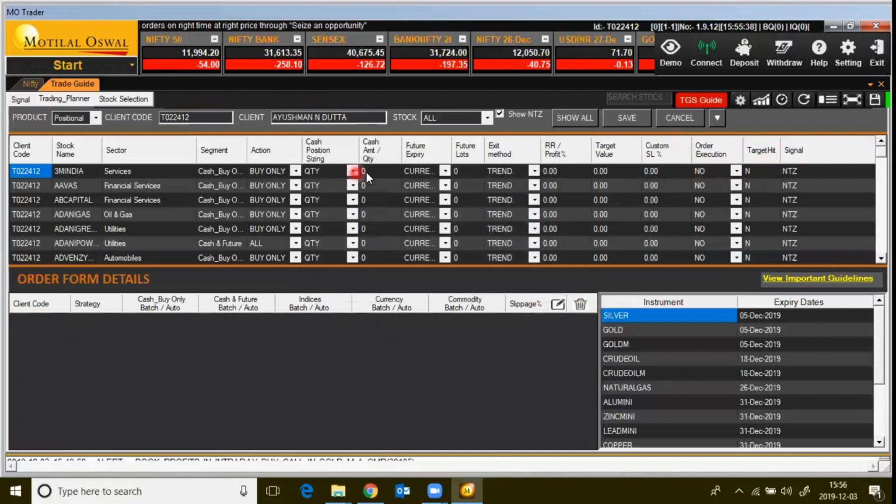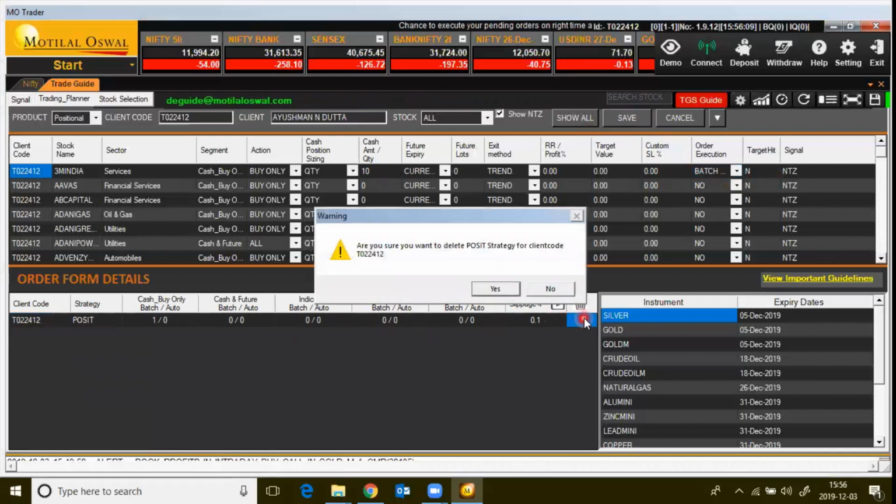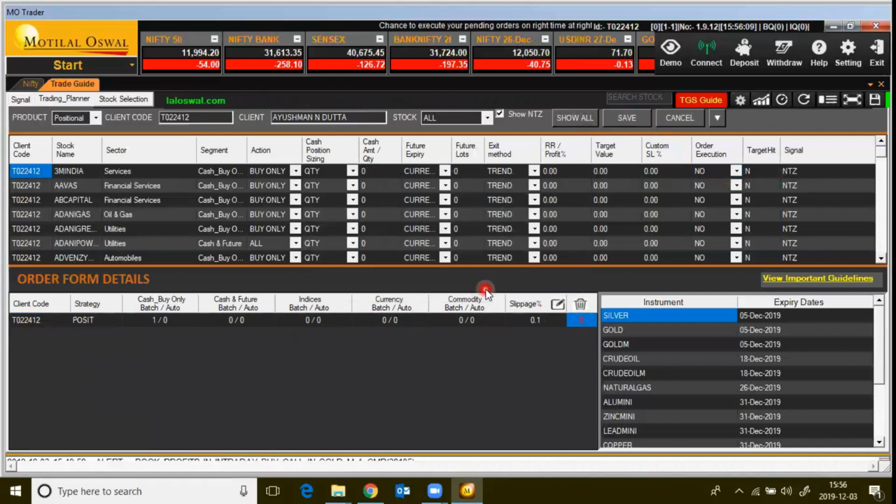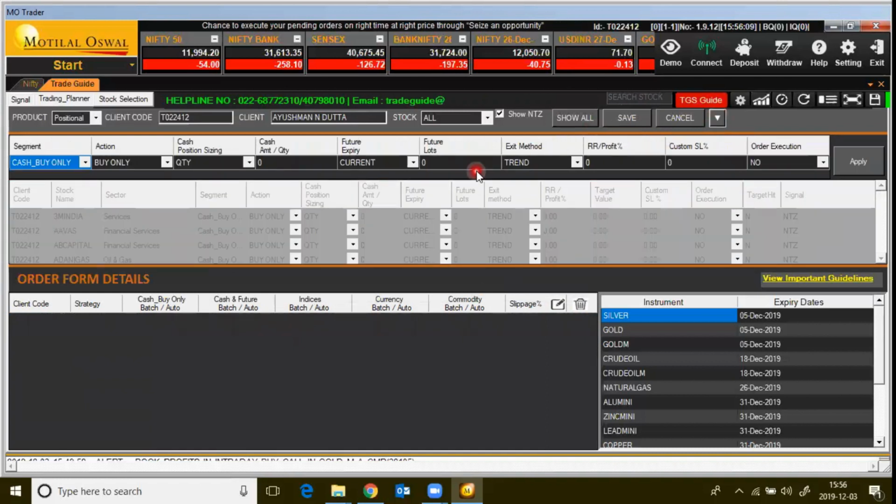Again, if you want to put any batch order, for example, for this, if you select batch order right here, then you click on save. See, one batch order is shown right here. Now it is very tedious to do batch order for each and every stock. For that, we also have a function called global. Once you click on global, you can put trades for multiple stocks. If you want to put the same parameters for multiple stocks, you can also do that.